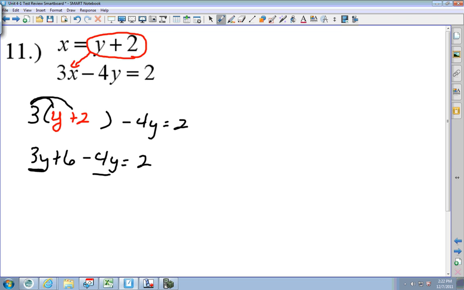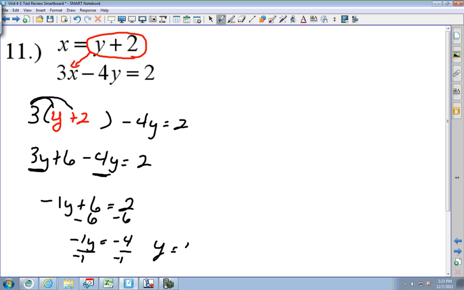Put your y's together. Negative 1y plus 6 equals 2. Subtract 6 from each side. Negative 1y equals negative 4. Divide by negative 1. Y equals 4.